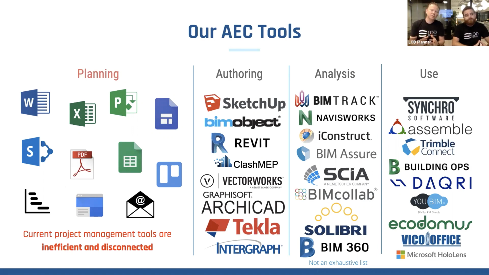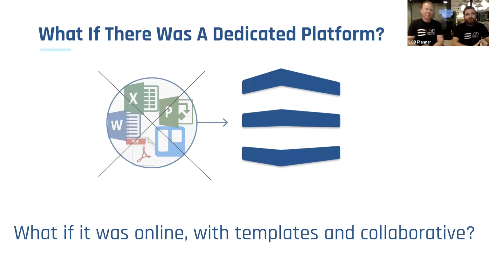And they're also disconnected. You have a document or a spreadsheet or a PDF contract or a schedule or a program or a Trello board. These are completely different tools. This has been a challenge, and this inefficient working is something we've really heard from the industry, and that's what we focused on trying to solve. The question came up: what if there was a dedicated solution that solved those challenges, was online, had templates in the solution, and was really collaborative? I think collaboration is the biggest thing.